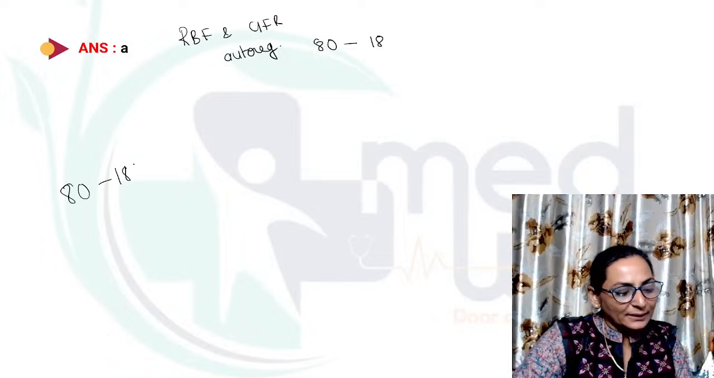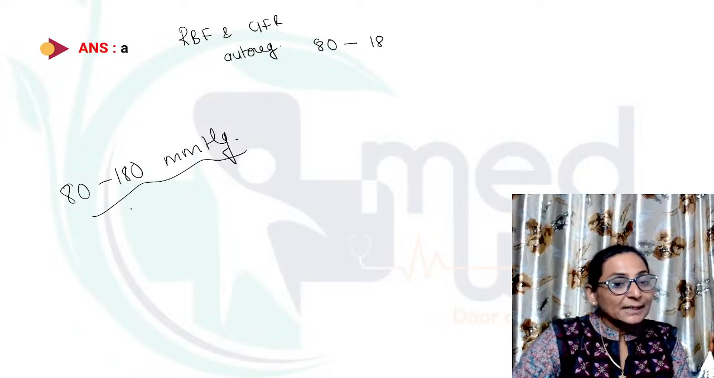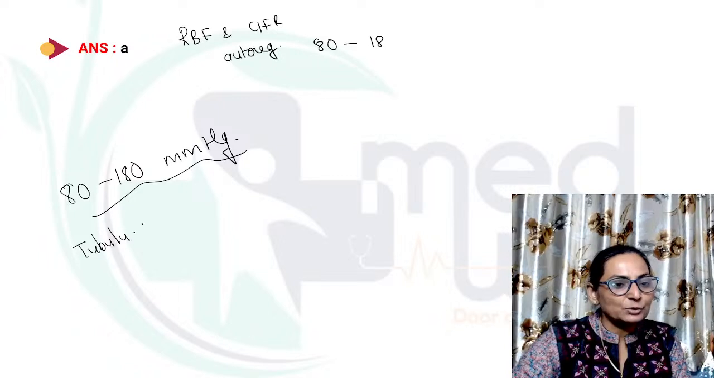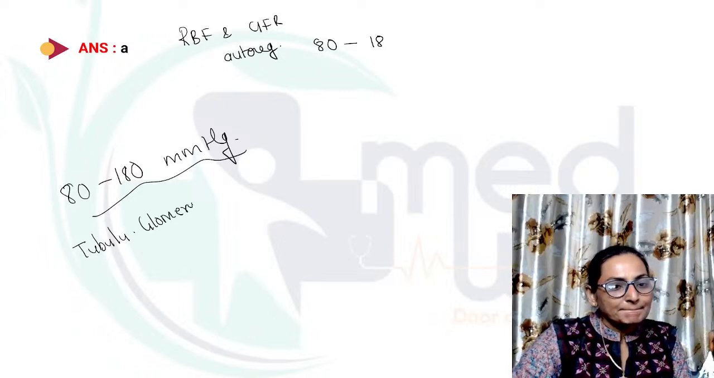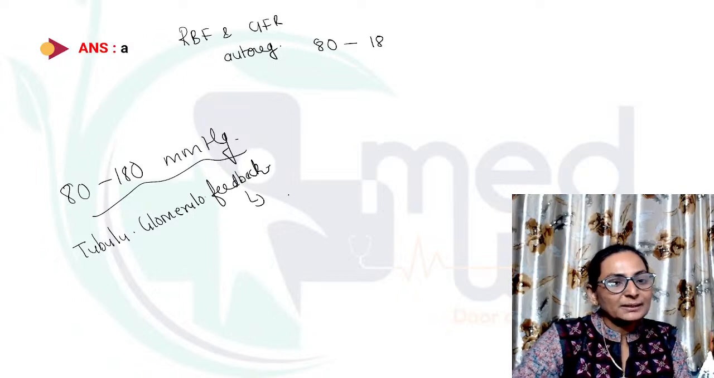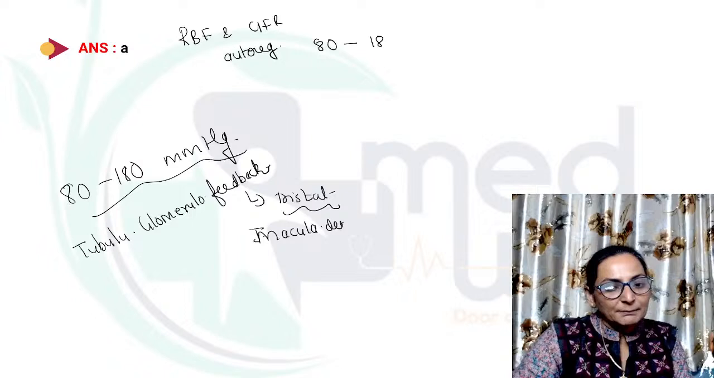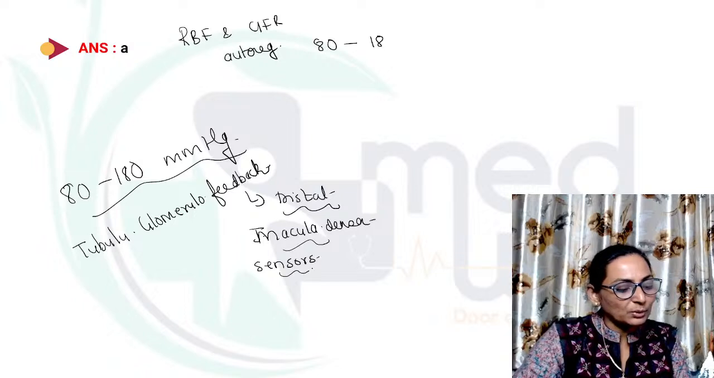80 to 180 mmHg. Both of them show auto-regulation. There are two mechanisms by which they show auto-regulation. First is the tubuloglomerular feedback mechanism, which is working at the level of the distal tubule. And you know, the most important cells are the macula densa cells. The macula densa cells are called the sensors of the tubuloglomerular feedback mechanism.